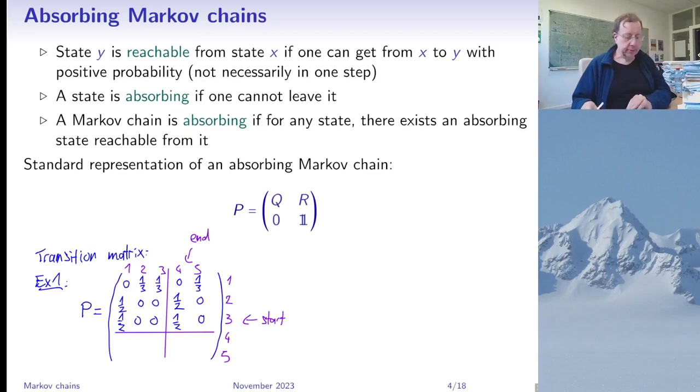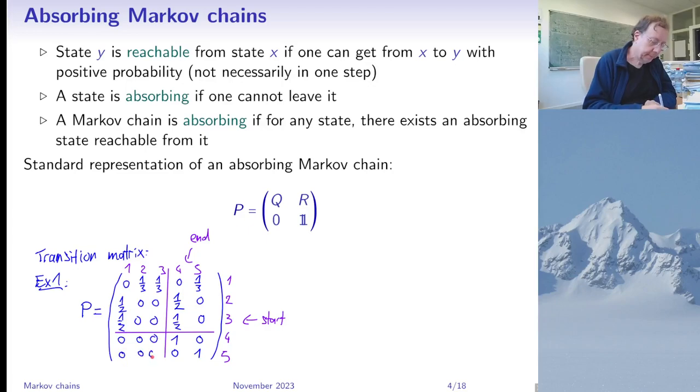Now, what happens for the last two rooms? Well, these are absorbing states. So it's states in which I will stay forever in my model. So I just put ones on the diagonals and zeros everywhere else. Now you see that my matrix has this block form. So here I have three non-absorbing states and two absorbing states.